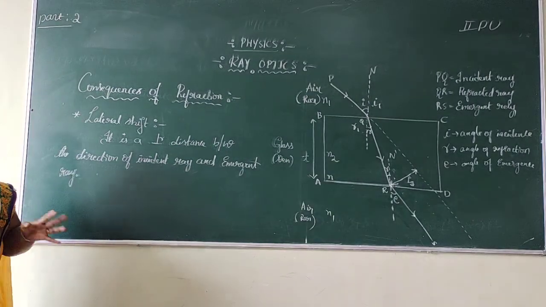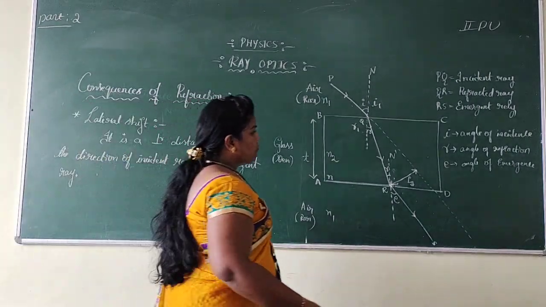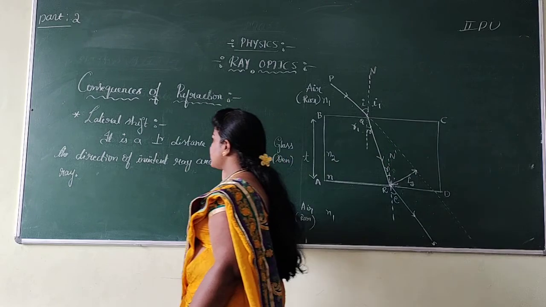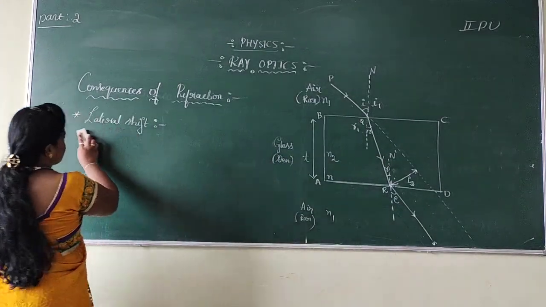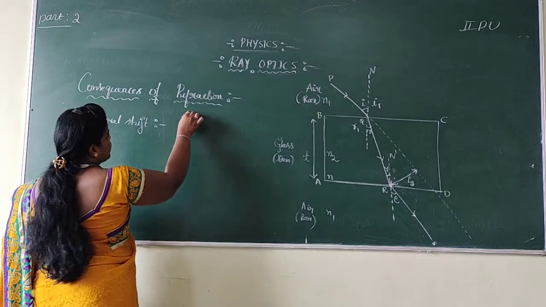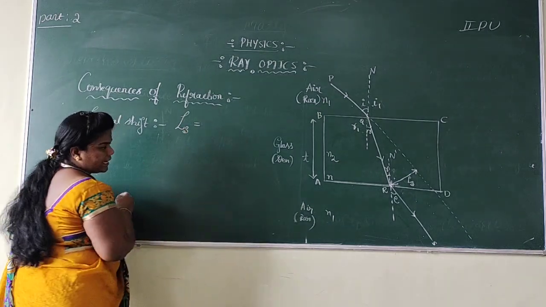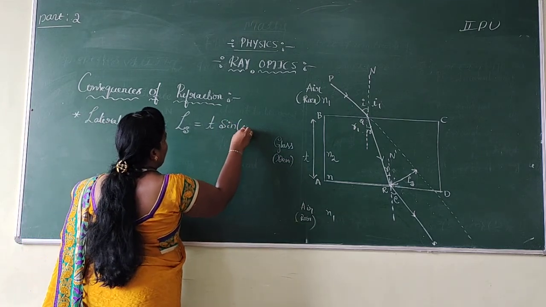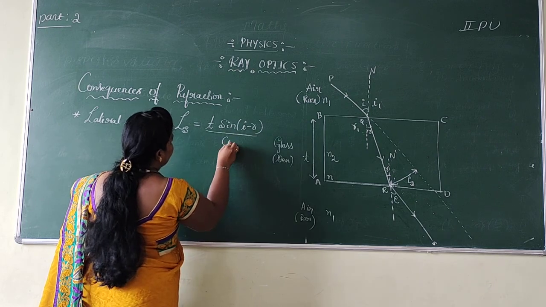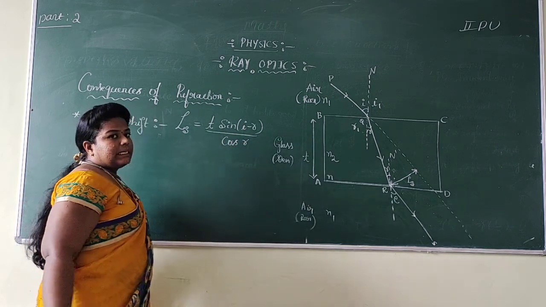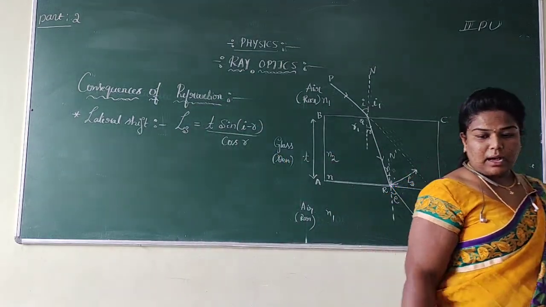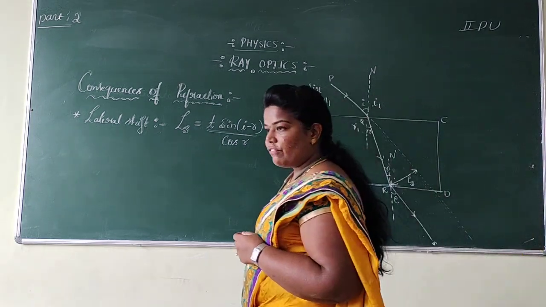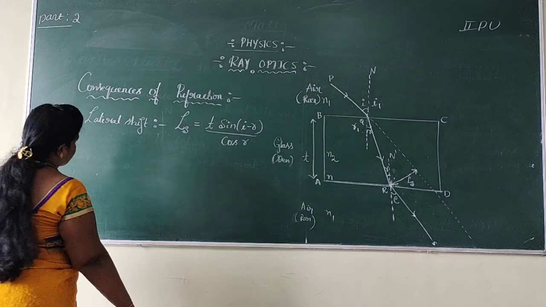Now dear students, hope you got this. Even we have some formula. We have the formula for lateral shift. So what is the formula for the lateral shift? Let us observe it. Dear students, lateral shift is represented by the letter L suffix S, whereas the formula is T into sine of I minus R divided by cos R, where T is the thickness of the glass slab, I is the angle of incidence, and R is the angle of refraction.